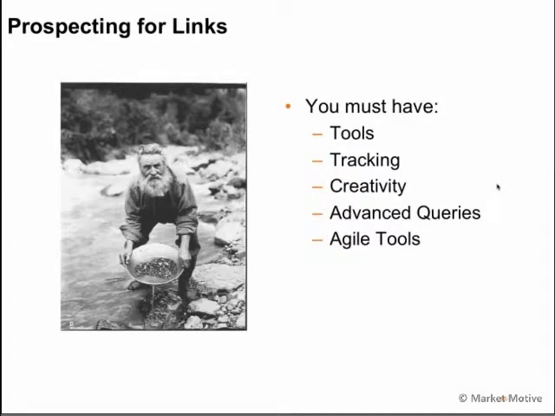So prospecting for links, this is what people normally think of when we're looking for link opportunities. And you really have to have tools tracking the creativity, the ability to do advanced queries. The agency Distilled, the Critchlows, like to call agile tools. And these agile tools are just little quick one-off tools that help you find these opportunities. They do a lot of work with Google Docs, and that's a great way to go. And there's lots of other just quick online tools out there that you can use as these kind of agile tools for link development.